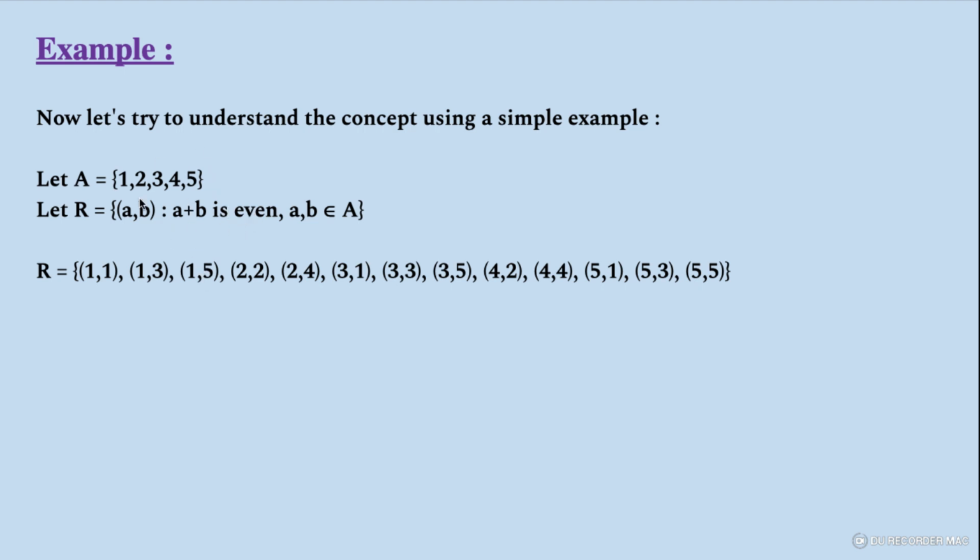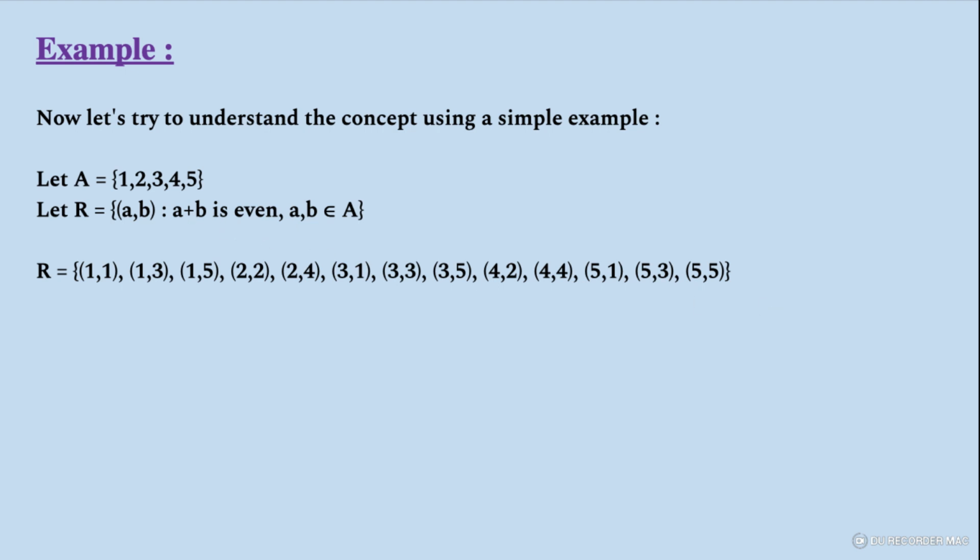Then you start with 2. You check for (2, 1): 2 plus 1 is 3, which is not even, so you won't take (2, 1). Check for (2, 2): 2 plus 2 is 4, which is even, so you take (2, 2) in the relation. Likewise, you keep checking for each and every possible pair. So (2, 4), (3, 1), (3, 3), (3, 5), (4, 2), (4, 4), (5, 1), (5, 3), and (5, 5). These are the only possible pairs in the relation that satisfy the condition given, that is a plus b is even.